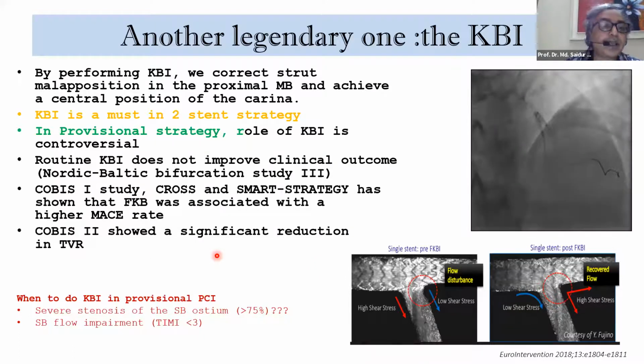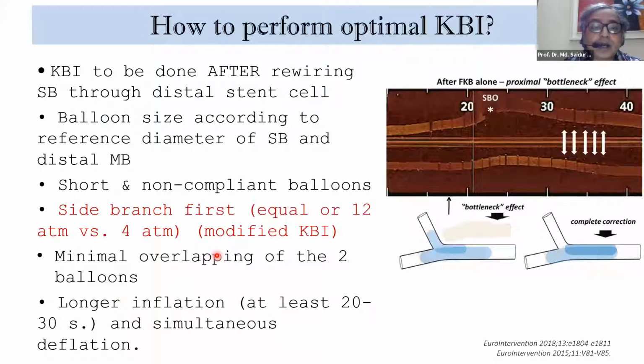And how will you do the KBI? The KBI is to be done after rewiring the side branch through the distal strut, unless it is a DK crush technique, where it is through the proximal strut. Balloon size should be according to the reference diameter of the side branch and the distal main branch, not the proximal main branch. Short and non-compliant balloons are preferable. Side branch first, and how will you do the KBI?